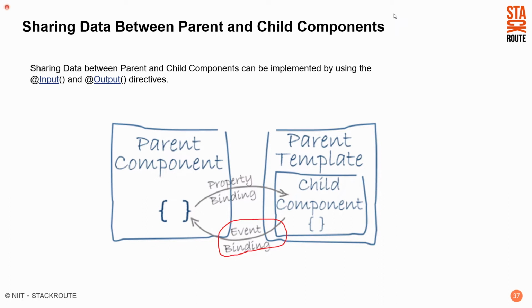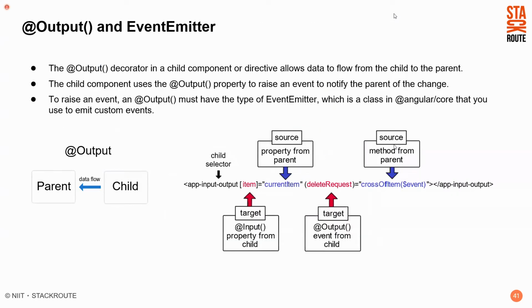Can you look into the diagram from child to parent? What we can do? We can pass the data, but by event binding. I can pass, but I should do some event, button click event or any other. Okay, let's get into theory and then one small demo. So child to parent, we need to use the output decorator.